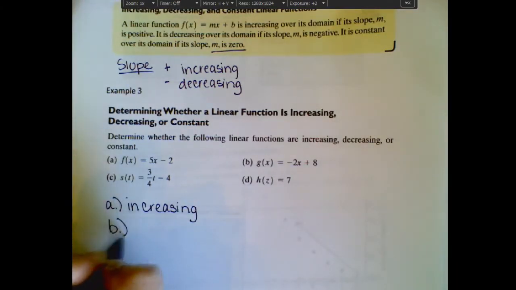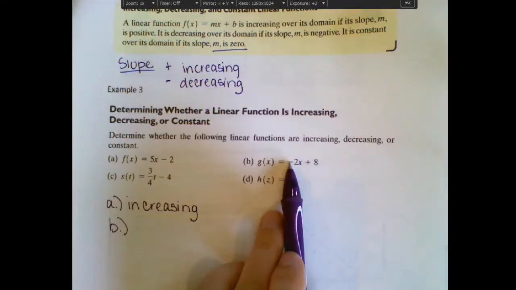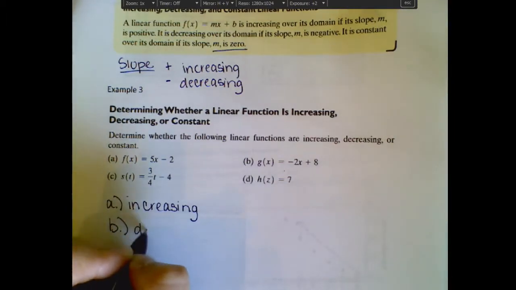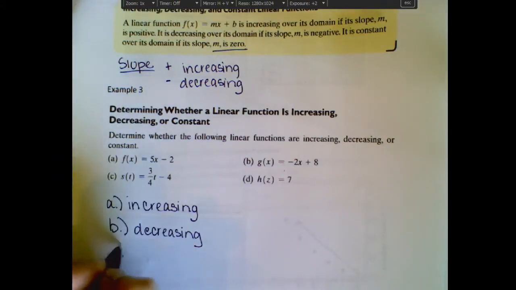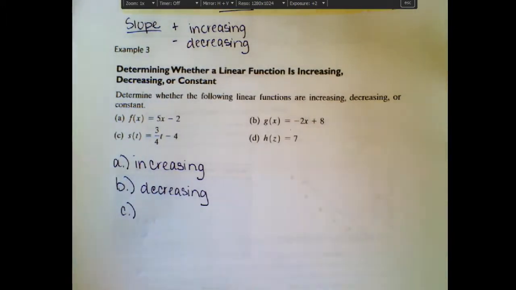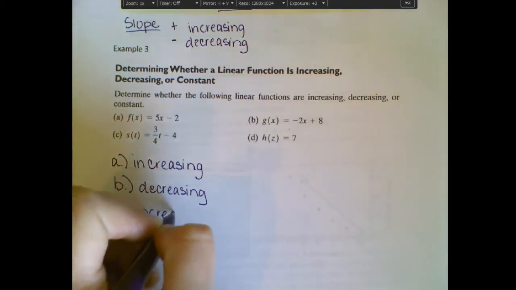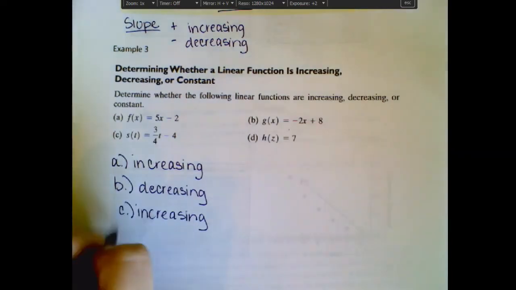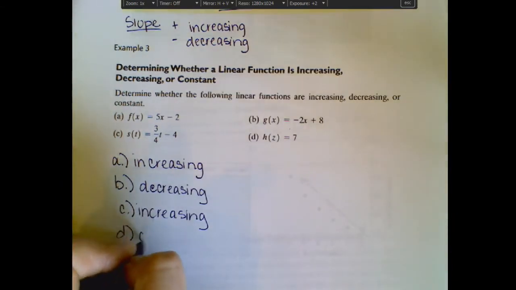B, I'm going to find my slope. My slope is found in front of my variable. My slope is a negative, so this is decreasing. C, take a look. My coefficient in front of my variable is a fraction. Granted, it's a fraction, but it is still a positive. It's a positive fraction, so it is increasing. And D, there is no variable, which means that we have a slope of 0, so this would be constant.